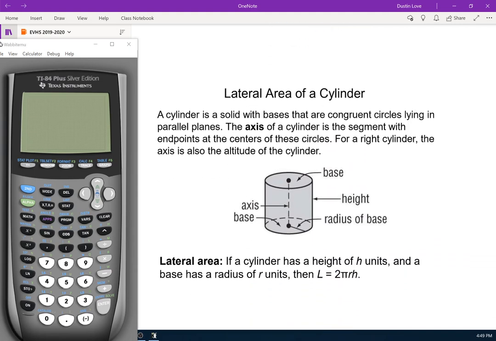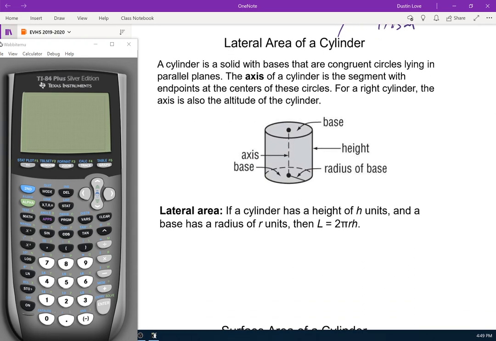Okay, so here's what I want you to notice about a cylinder. Cylinders are actually the exact same things as prisms. If you start thinking about a cylinder as a circular prism, then everything I just said about prisms also applies to cylinders. The only difference is what formula you use for this.